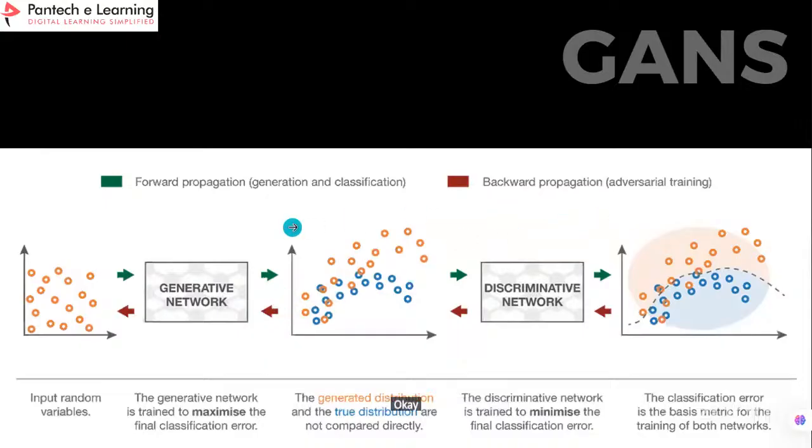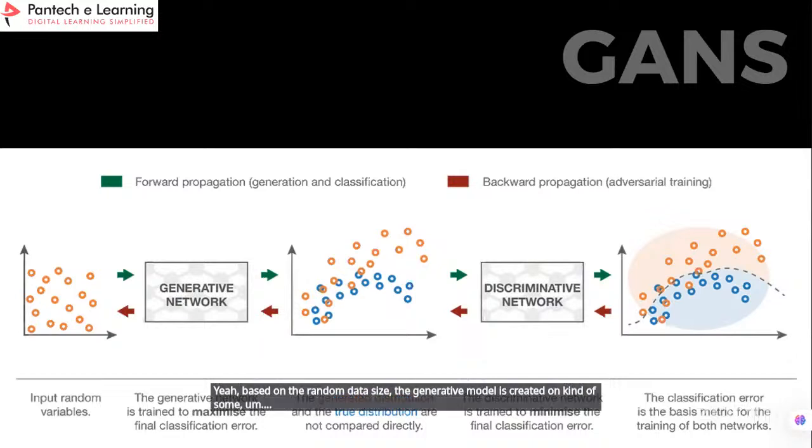Okay, in the generative model, is the training data set used along with your random input? Yeah, of course, exactly. Based on the random data space, the generative model creates one kind of fake model.